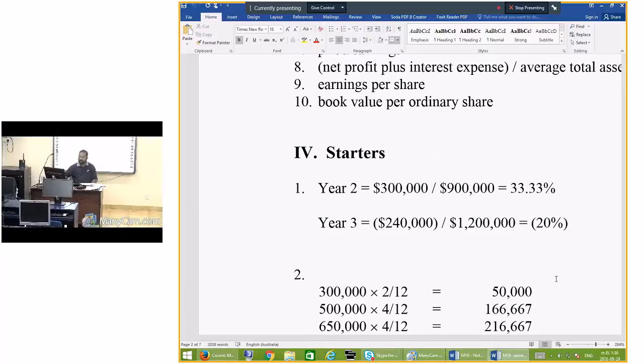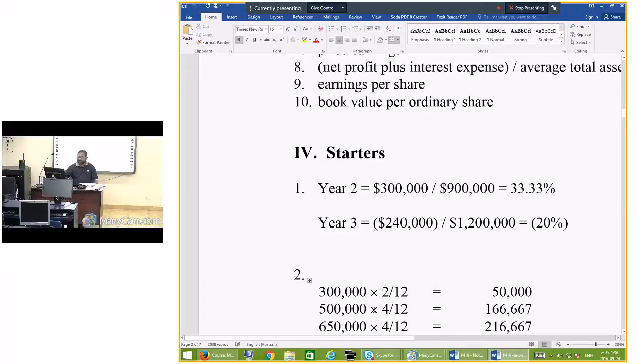Therefore, now we take the average. 300,000 shares were held for 2 months, that is 50,000. That's average 50,000. And again, what happened? On March 1st, 200,000 additional shares were issued.